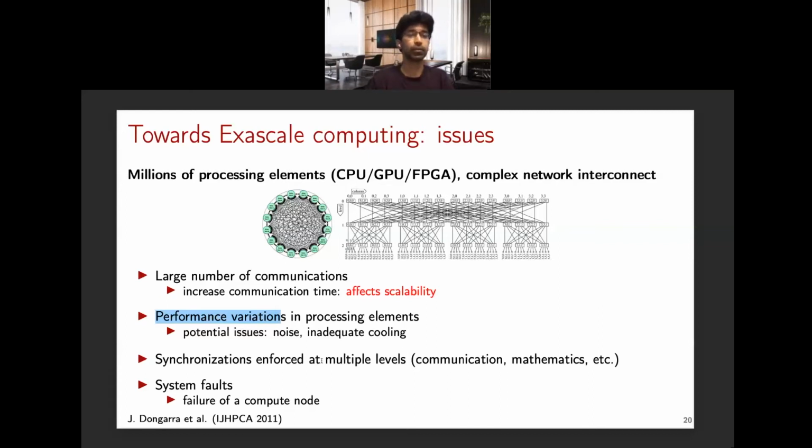And this can be enforced at a communication level, at a mathematics level, and even at a hardware level. So I will discuss the mathematical level in the next few slides. And then I also just briefly mentioned earlier, we talk about system faults.